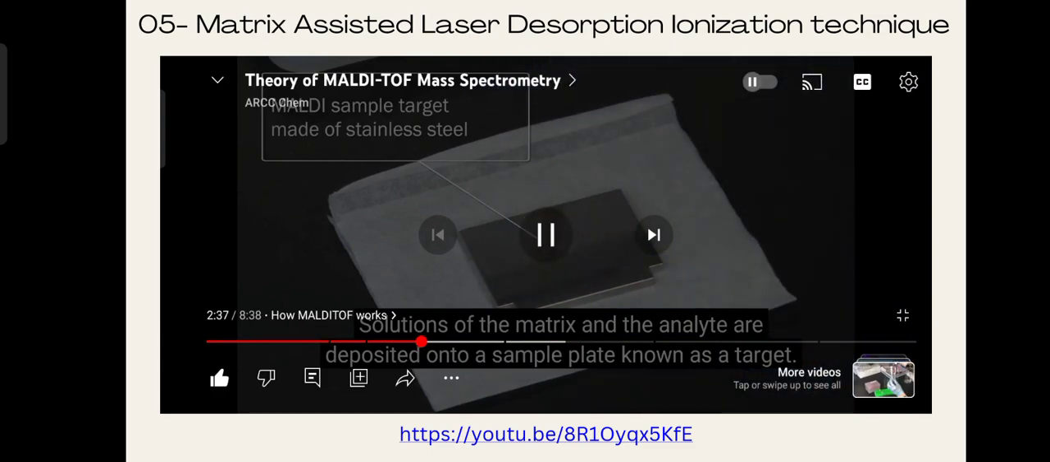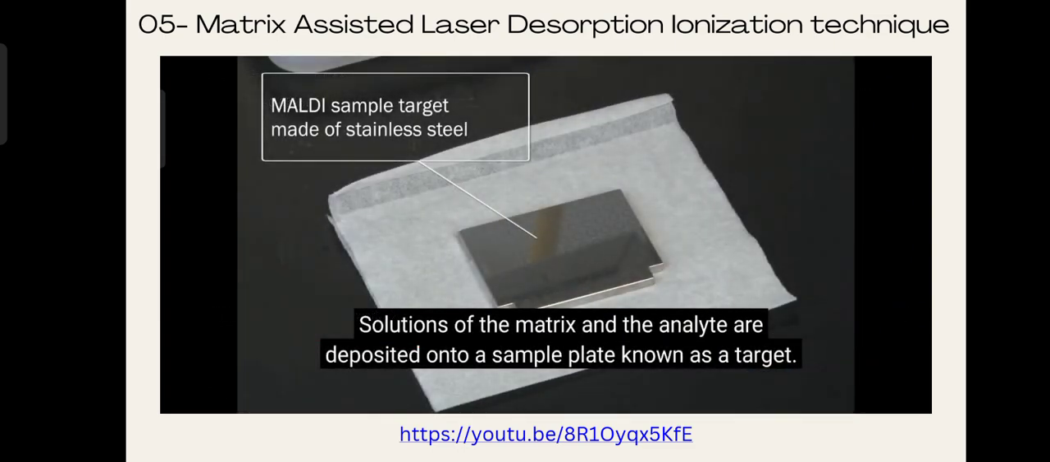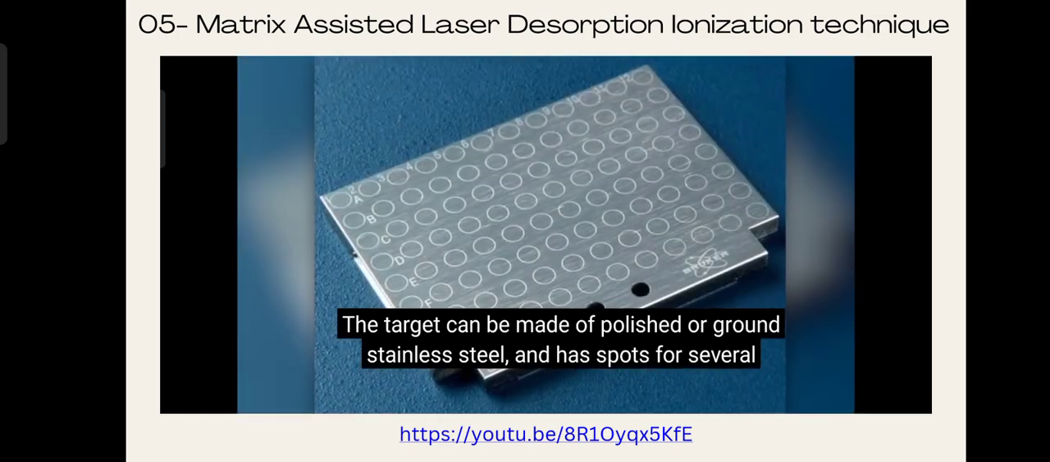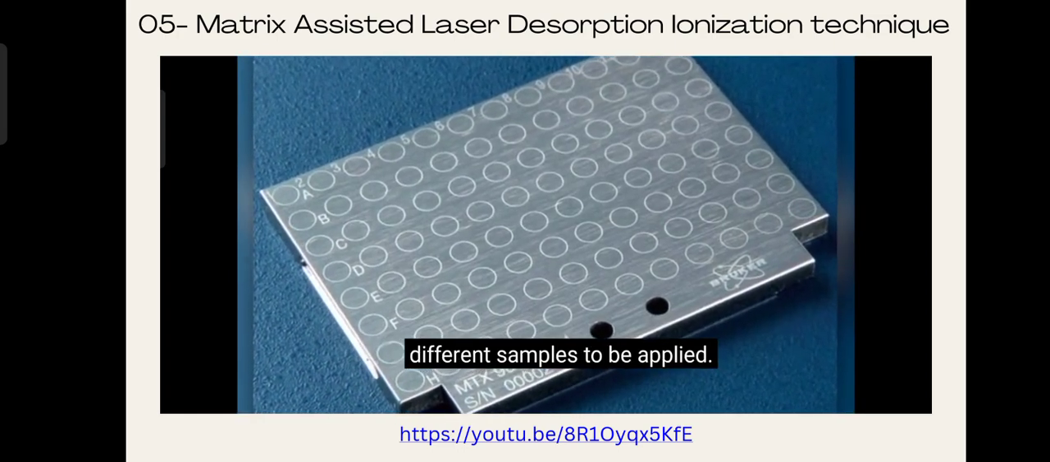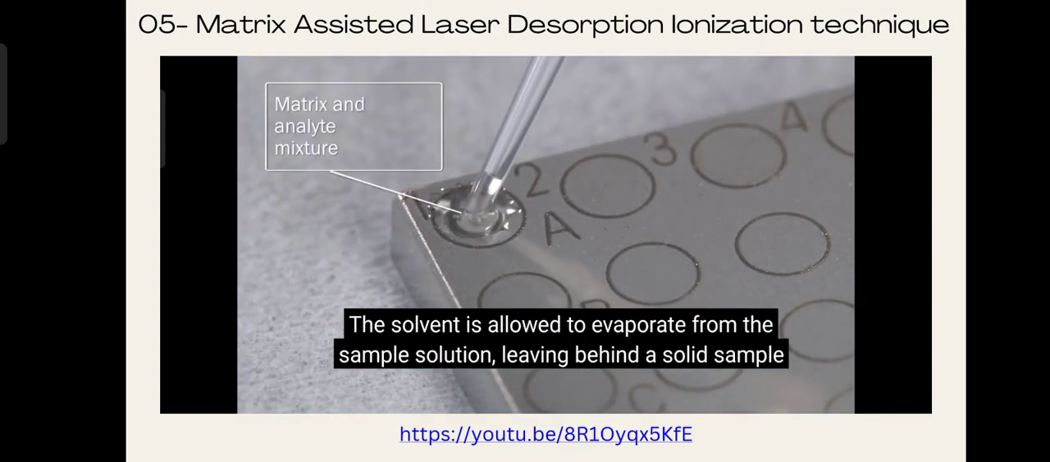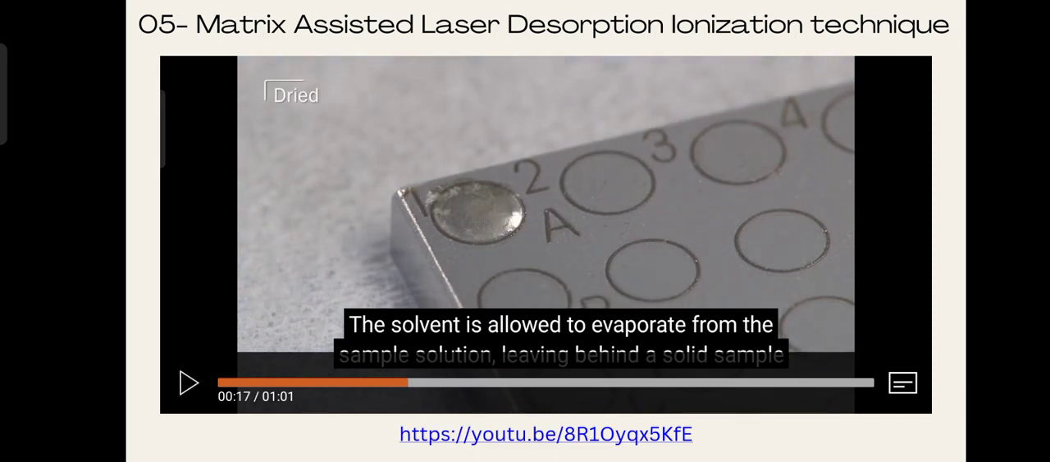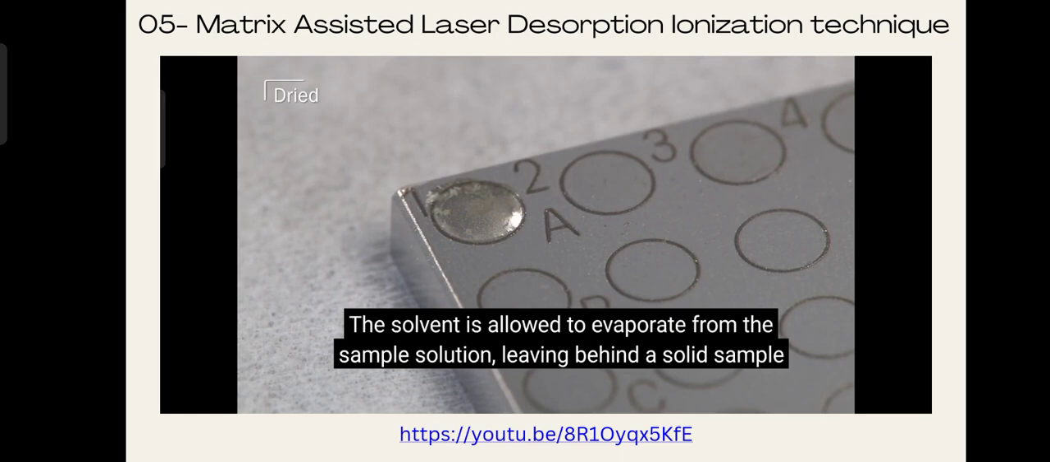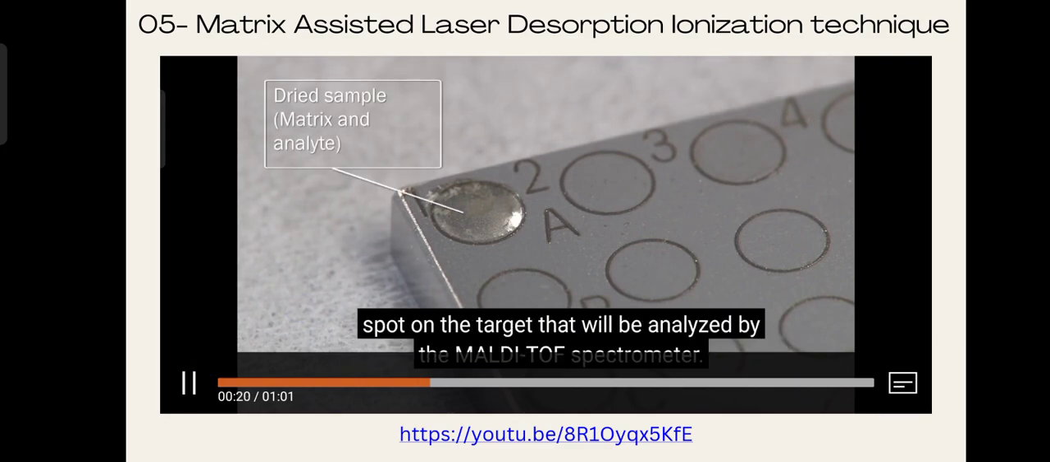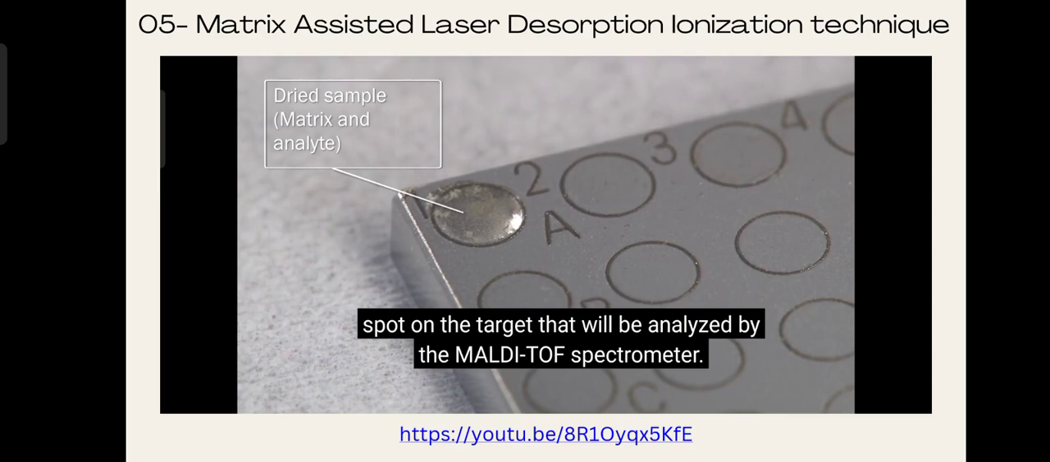Samples are deposited onto a sample plate known as the target. The target can be made of polished or ground stainless steel and has spots for several different samples to be applied. The solvent is allowed to evaporate from the sample solution. So here it consists of a stainless steel plate wherein the sample matrix mixture is being placed. In one of the spots the sample matrix mixture is placed and it is allowed to dry. You can see it results in the formation of a solid sample spot on the target that will be analyzed by the MALDI TOF spectrometer.